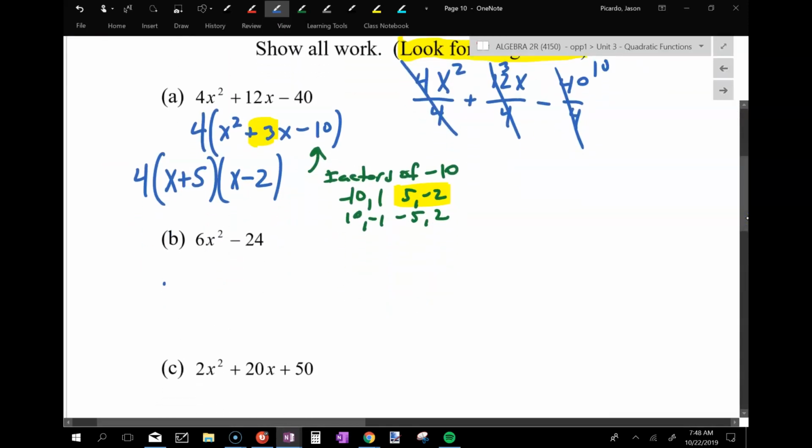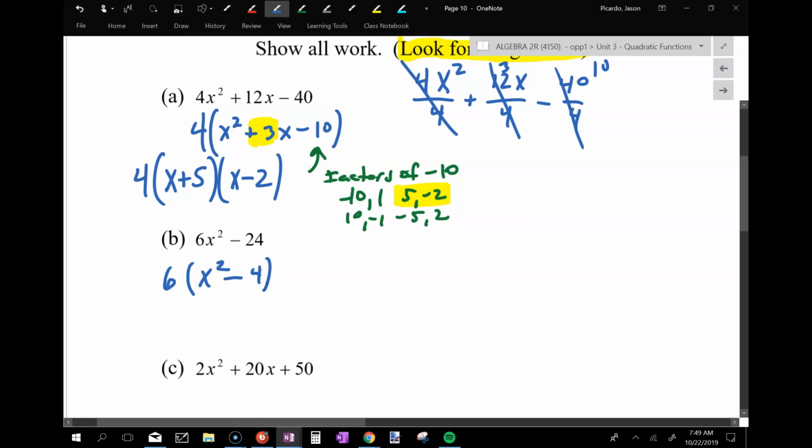Okay, what do we think about B? What can I do with B? Is there a GCF? What is it? Okay, so if I take out the 6, 6 goes into 6x squared, leaving 1x squared. 6 goes into 24, leaving the 4.